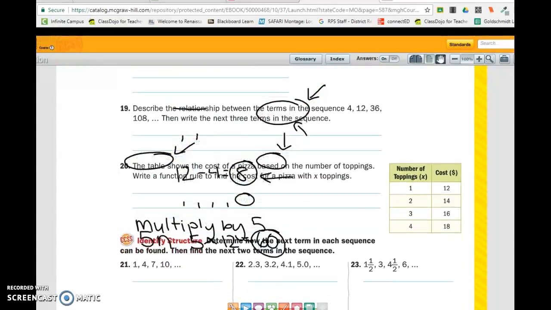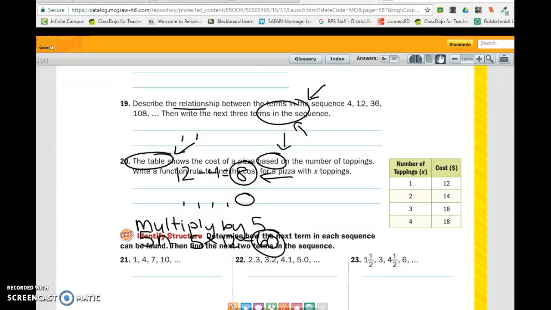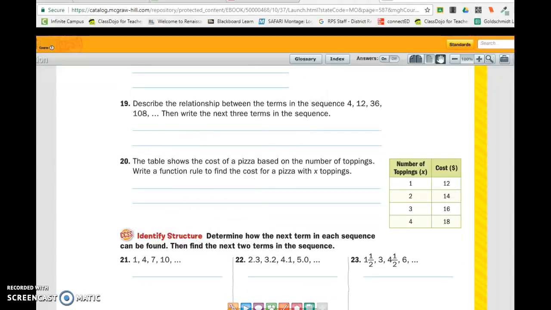Okay, I need to scroll up. Let's look at number 19. We're going to describe the relationship between the terms in the sequence 4, 12, 36, 108. So how do we get from 4 to 12, 12 to 36? The answer is we're going to multiply by 3. So our relationship is multiplying by 3.